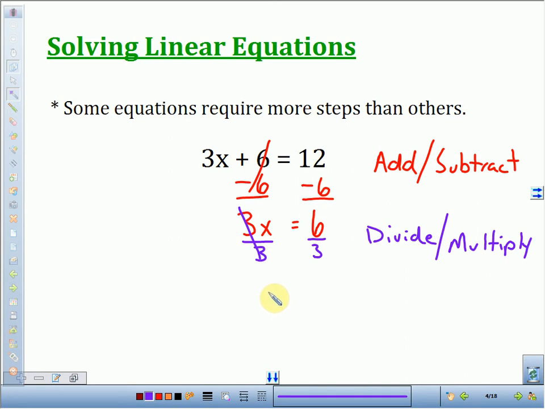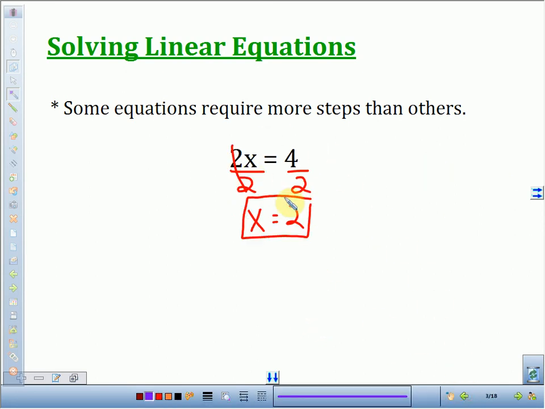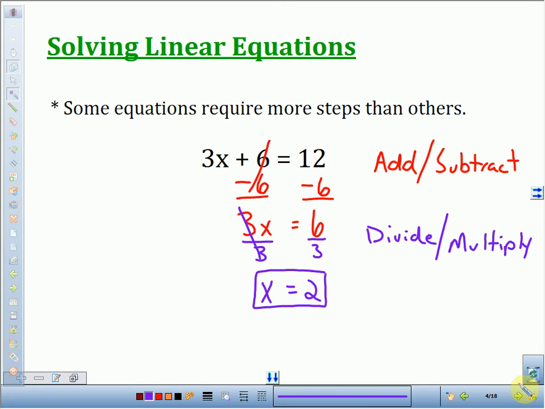3 over 3 cancels out and becomes 1, and I've got 1x. 6 divided by 3 is 2. So in this equation, just like in the last one, x equals 2. This equation and the equation before it are equivalent because x equals exactly the same number.